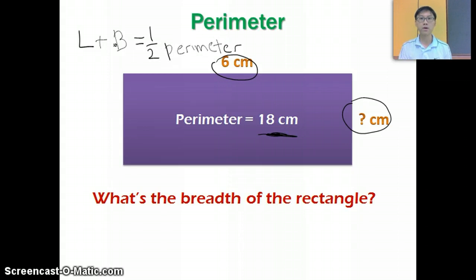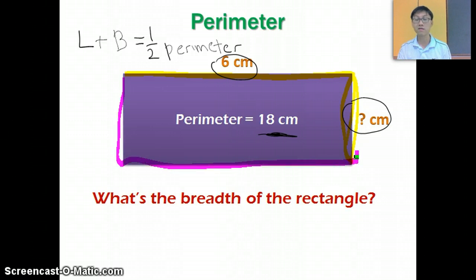Length plus breadth, I'm going to highlight this, this plus this is half of the perimeter, because if I were to shade the other side, this plus this is the other half. This is a key concept that you need to understand: length plus breadth is equal to half the perimeter.